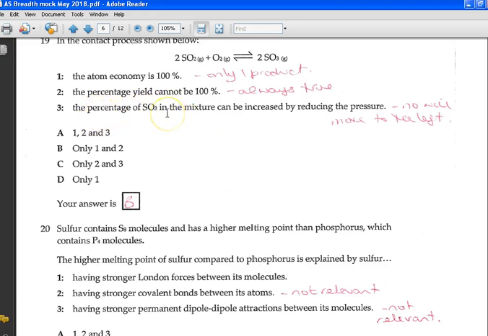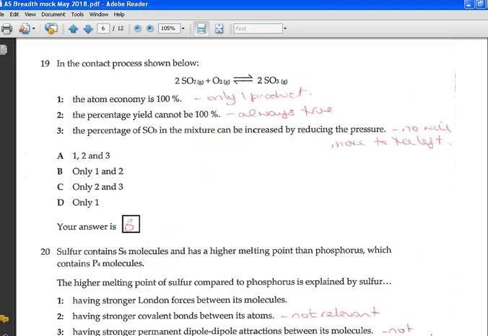Hang on a minute. Right, sorry about that. A blip there. I misread that. The percentage yield cannot be 100%. That is always true of any reaction. Okay. So atom economy is definitely not 100%. Percentage yield cannot be 100%, so that is true.